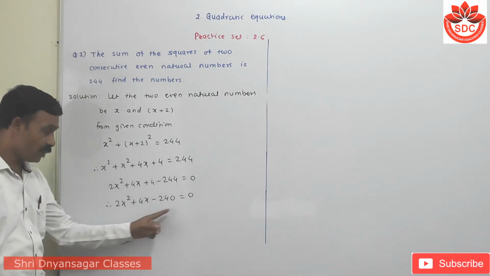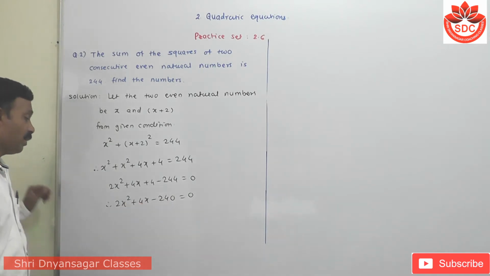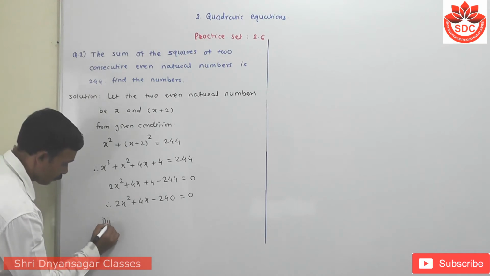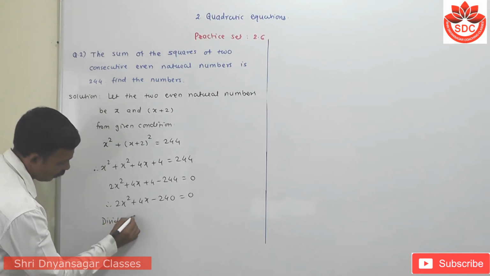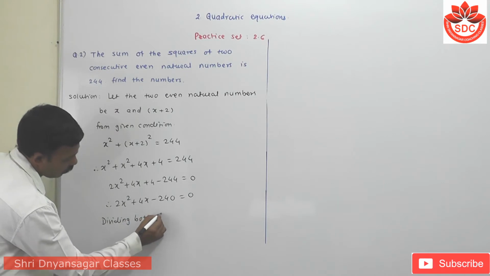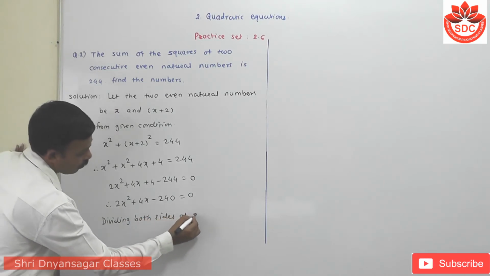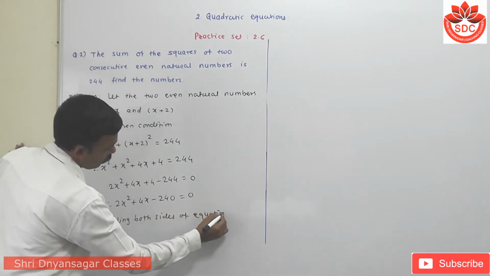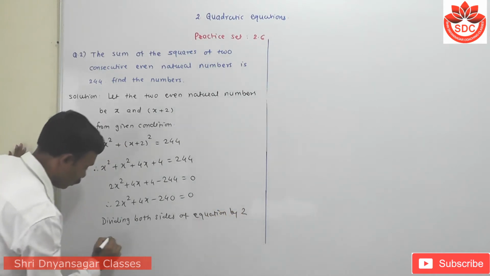Students, when we observe this equation, we can divide it by 2. So dividing both sides of the equation by 2 we get.